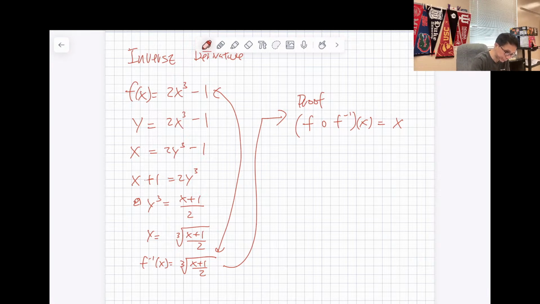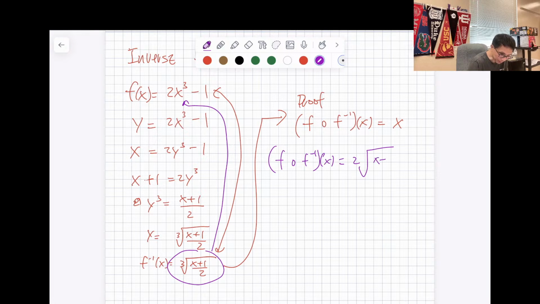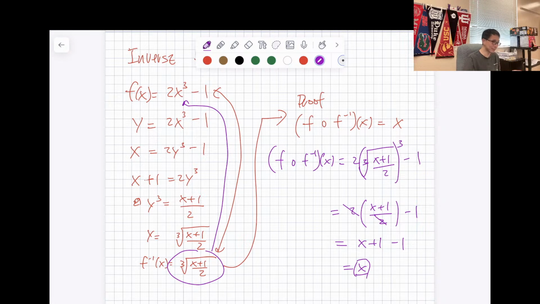So for example, I'm going to take this function and plug it into this x right here, because that's the inverse function. I'm going to plug the inverse function into the original function. So if I do f of f inverse of x, I'm going to get 2 times the cube root of x plus 1 over 2, to the third power, minus 1. The third root and the third power cancel each other out. And then the 2 cancels out. And eventually it equals x. And we just proved that those two functions are inverse to each other.